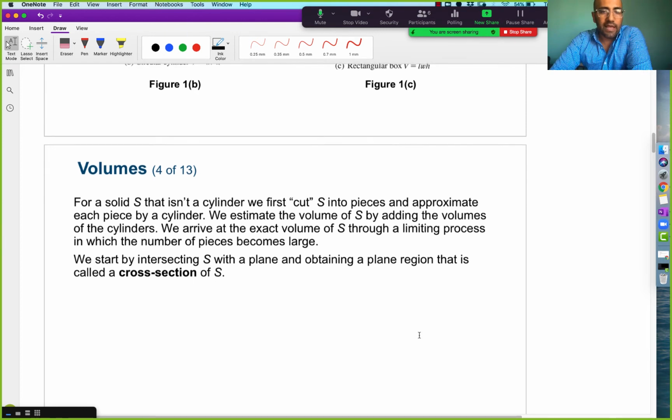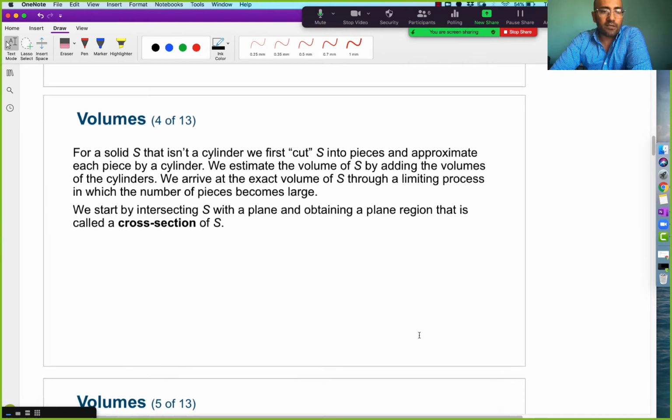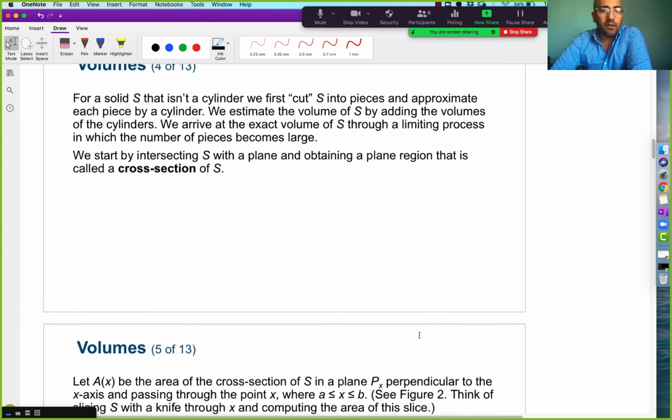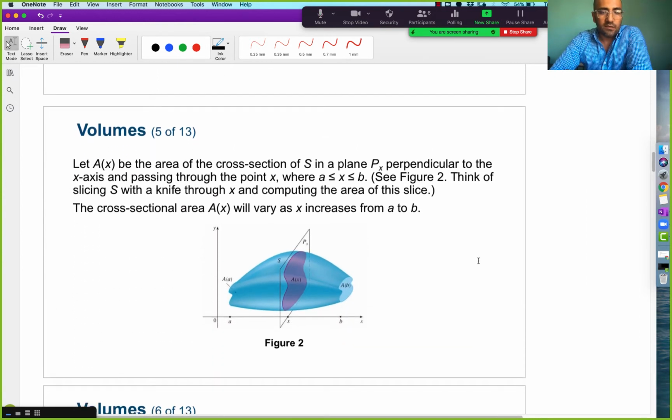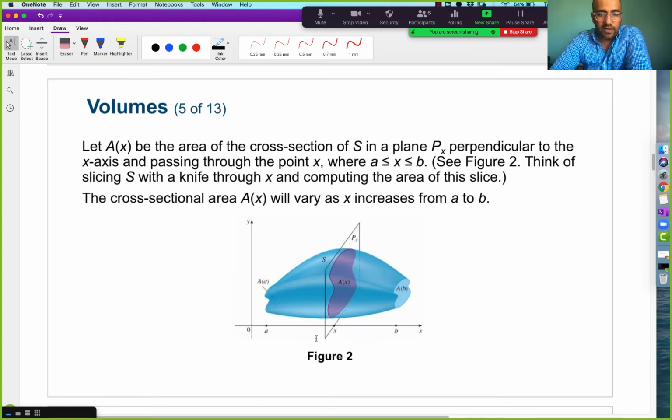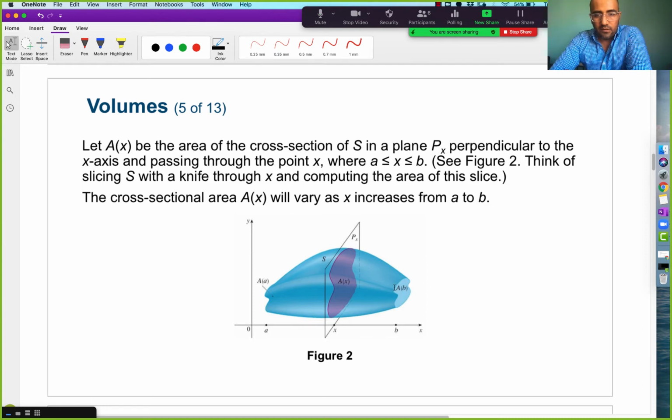We arrive at the exact volume of S through a limiting process in which the number of pieces becomes large. We start by intersecting S with a plane and obtaining a plane region that is called the cross section of S. Here's an example. We have a shape that looks like a loaf of bread. This is a 3D image, and we want to find the volume of that image.